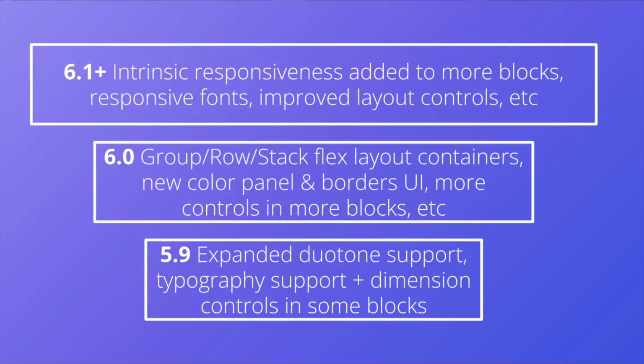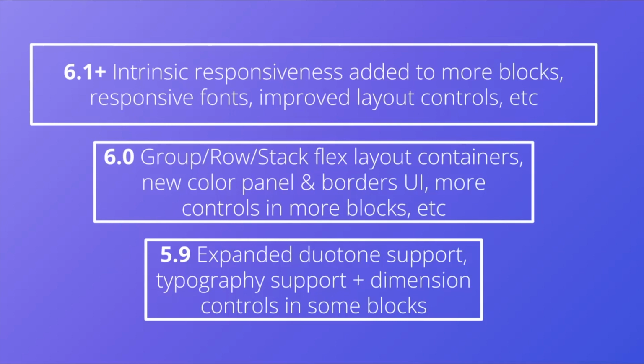Finally, the last option, this is about design tools. So in 5.9, there was expanded duotone support, lots of typography support and dimension controls and various blocks. In 6.0, there's the introduction of a few variations of the group blocks, the group, row, and stack option, which provides some flex layout containers, a new color panel and borders UI, which makes using all these things way easier, transparency options, and just more controls and more blocks.